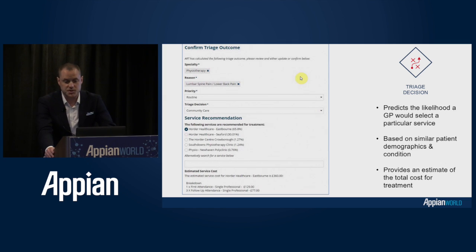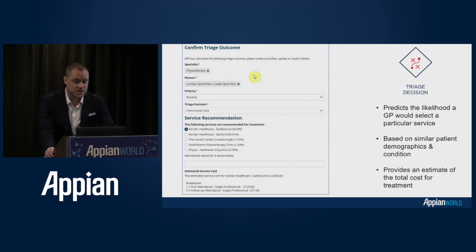So we have the confirmed triage outcome section. This is presented to the clinical triager when ART has identified that there's a particular referral that needs to be reviewed. It could be triggered for any reason, with keywords met, keywords not. This particular referral is a specialty of physiotherapy, as you can see at the top. The primary reason is lumbar or lower spine pain. You'll see that the priority of this is routine, and the triage decision has been automatically set to community care.